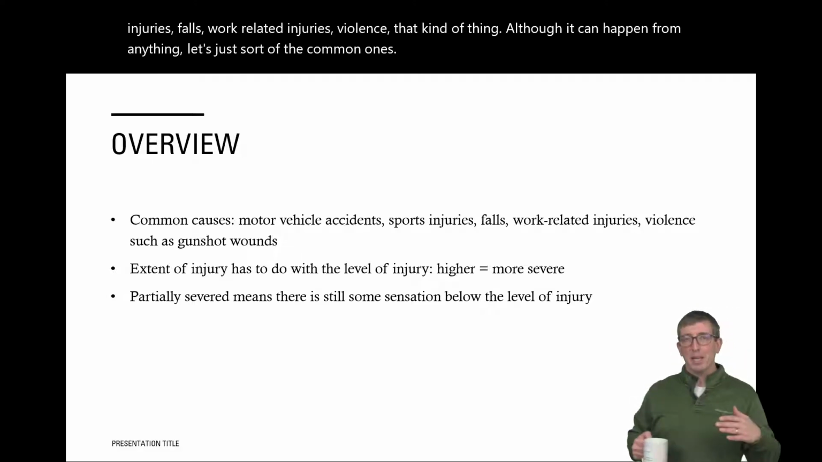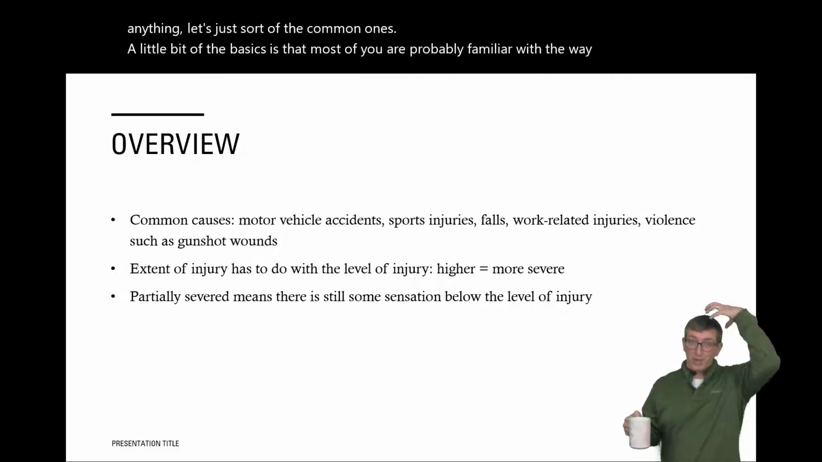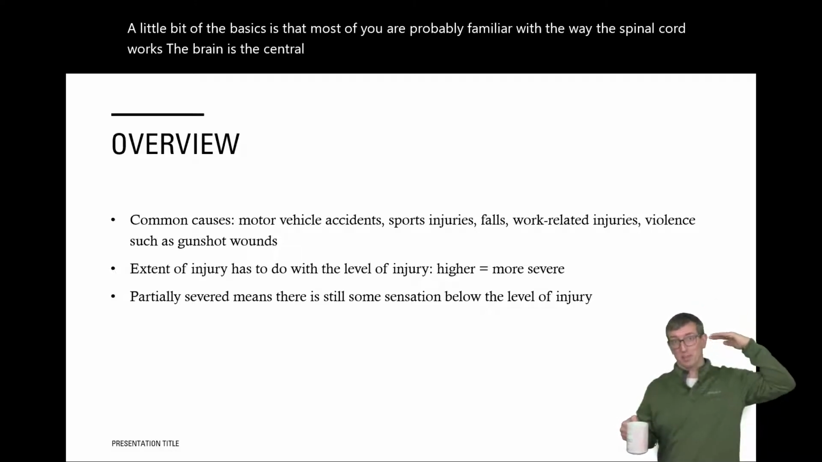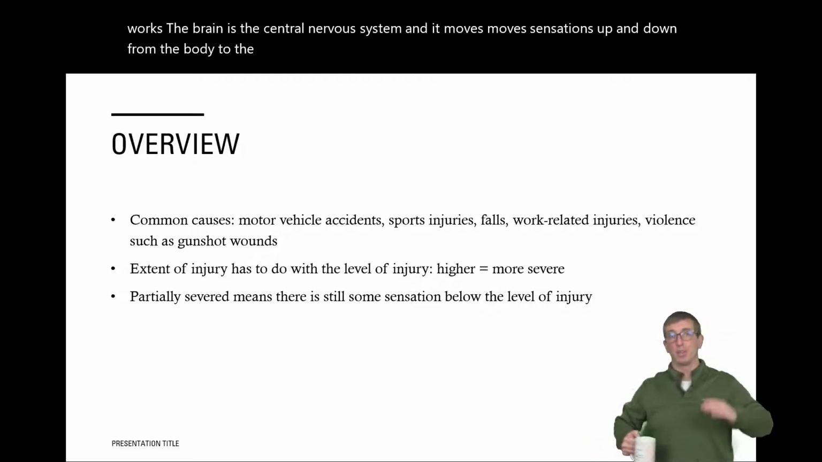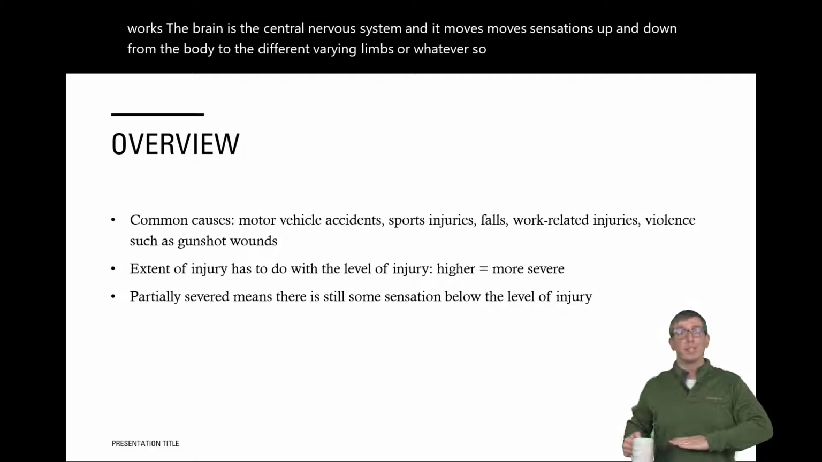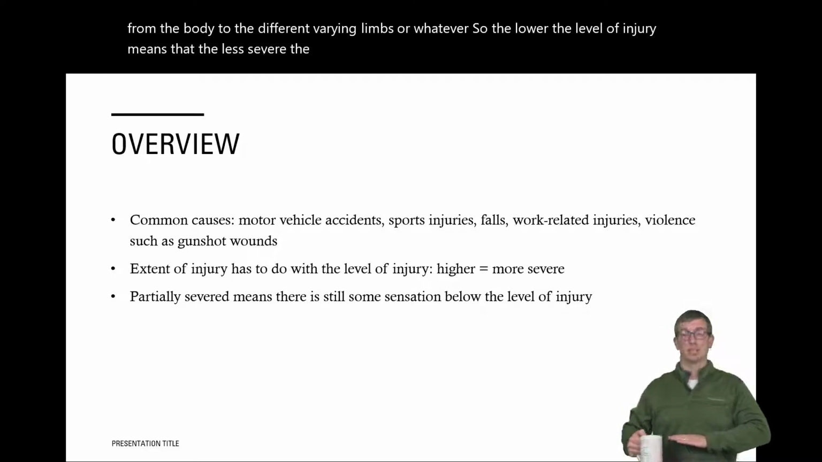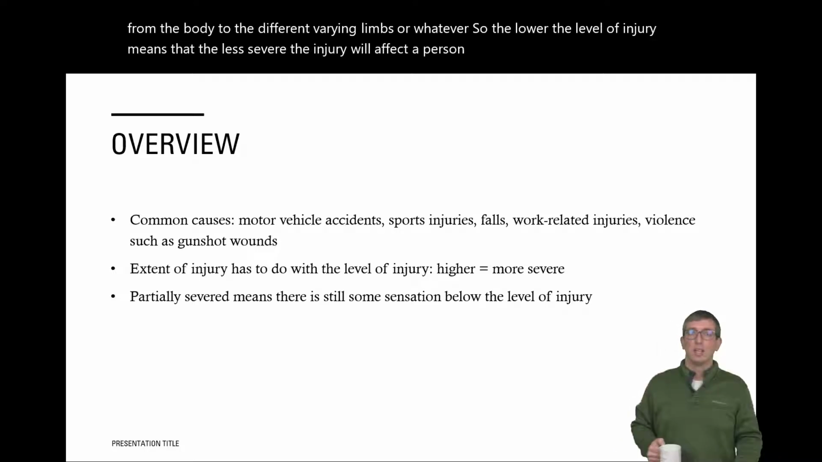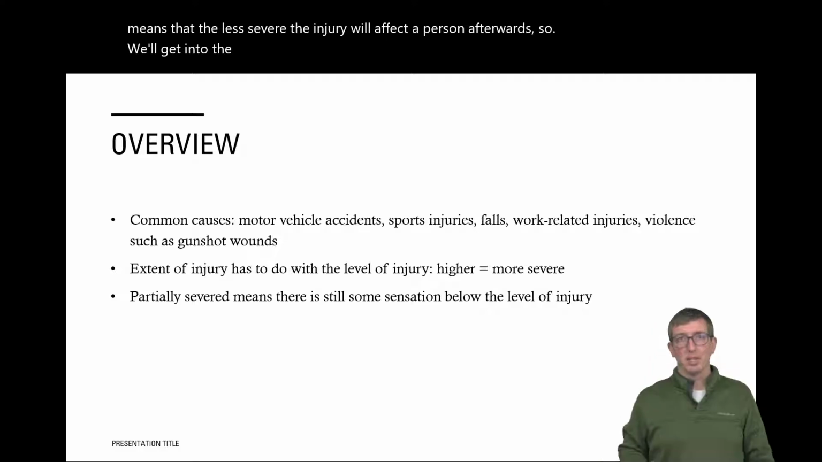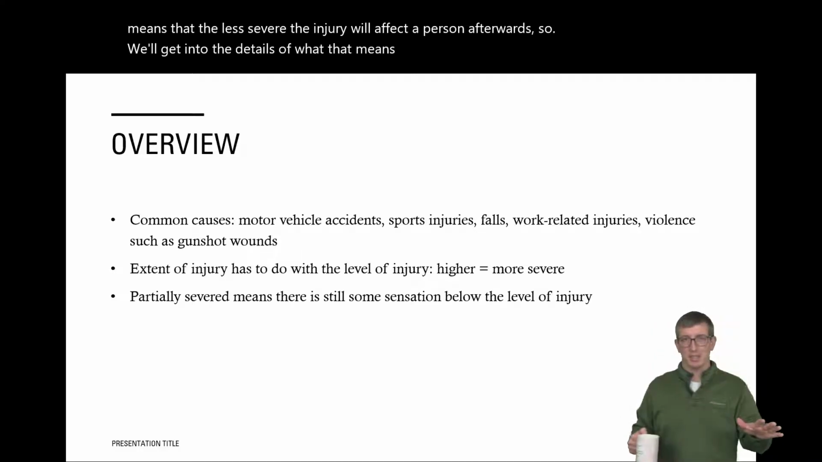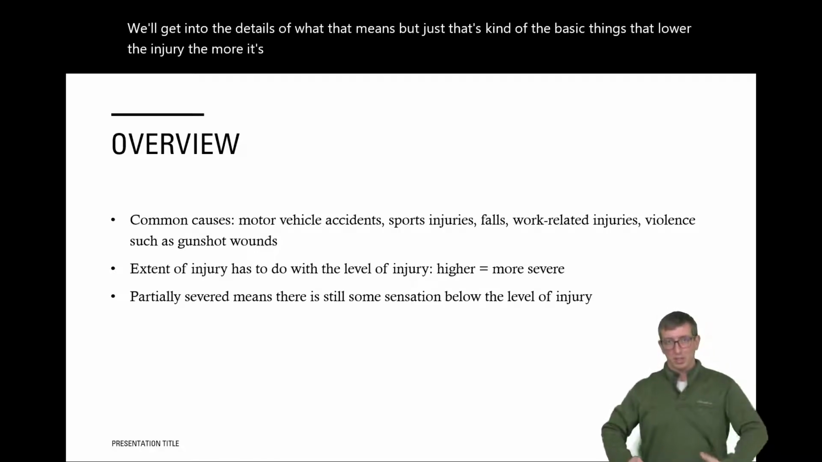A little bit of the basics is that most of you are probably familiar with the way the spinal cord works. The brain is the central nervous system, and it moves sensations up and down from the body to the different varying limbs or whatever. So the lower the level of injury means that the less severe the injury will affect a person afterwards. We'll get into the details of what that means, but that's kind of the basic thing: the lower the injury, the more it's going to affect the lower extremities or different parts of the body.